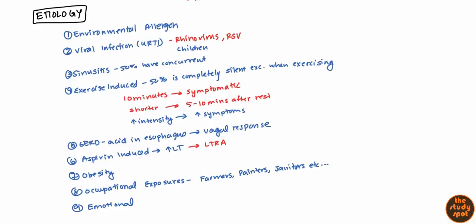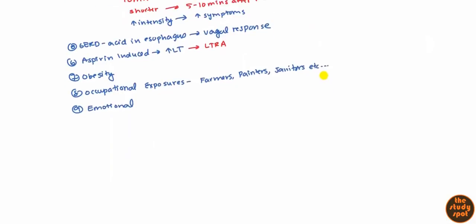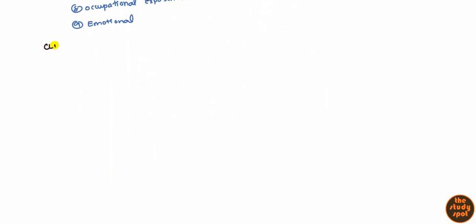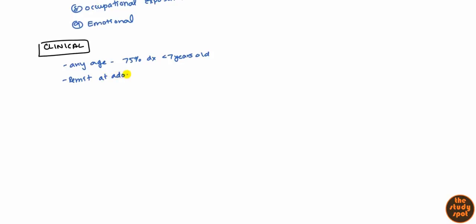Okay, so we've finished etiology. Now let's talk about clinically what you can expect. Asthma can start at any age. However, about 75% of patients who have it tend to be diagnosed at less than 7 years old. And generally with these patients, especially the younger ones, they tend to remit once they get into the adolescent years.